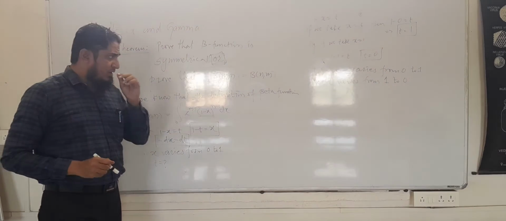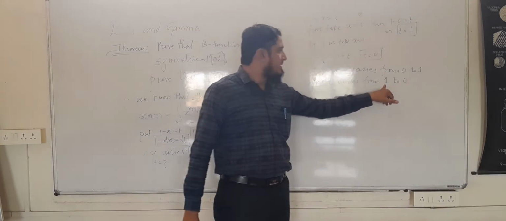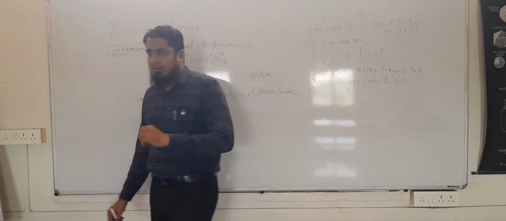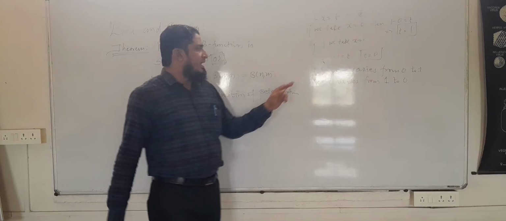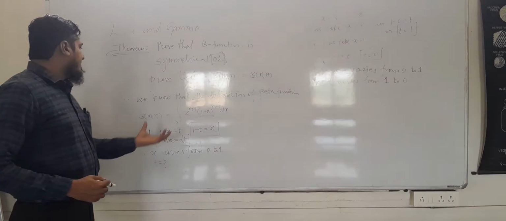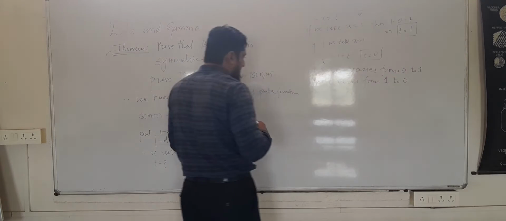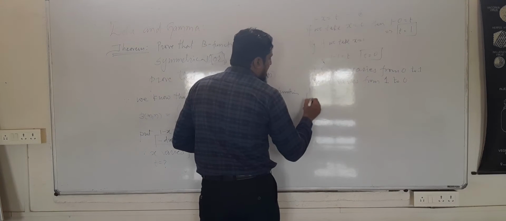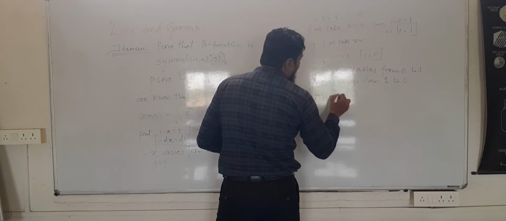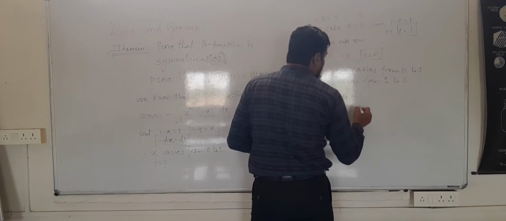We have put the value of x as 0, we get t is equal to 1. Then we put x is equal to 1, we get t is equal to 0. Then we can say that whenever x varies from 0 to 1, t varies from 1 to 0. Now we convert this integral in the form of variable t. So integral 0 to 1 of x raised to n minus 1, 1 minus x raised to n minus 1 dx is equal to, t varies from 1 to 0.